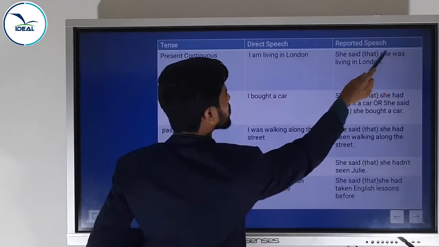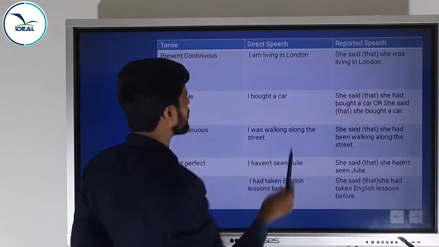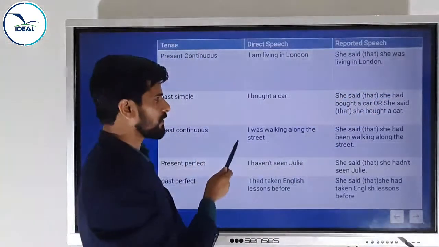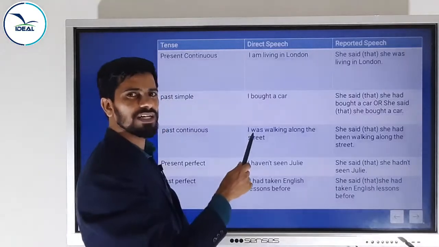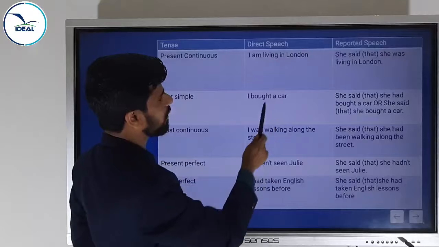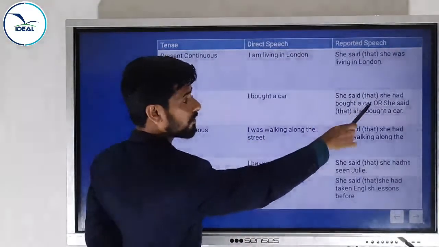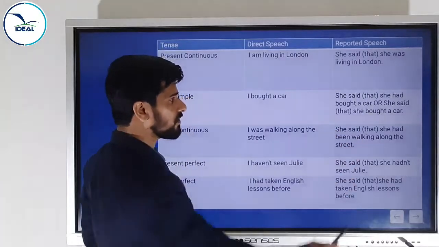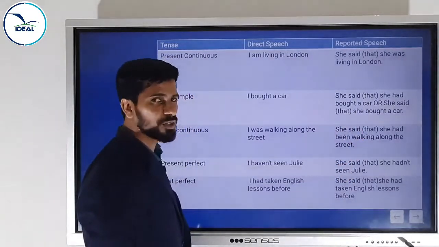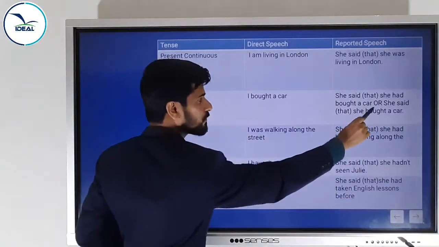Am became was. Am is the present form, right? So it has become was living in London. Simple past: if it is already simple past, what happens? It will be converted into past perfect. I bought a car. She said that she had bought a car, or she said that she bought a car. So she had bought a car is normally used, right? And this one is also right, but in the normal case, the first form is used.